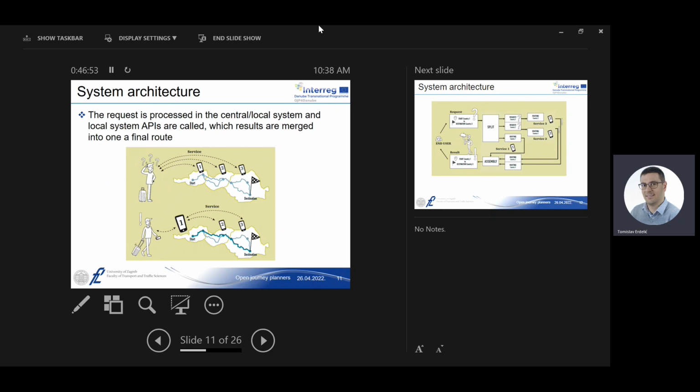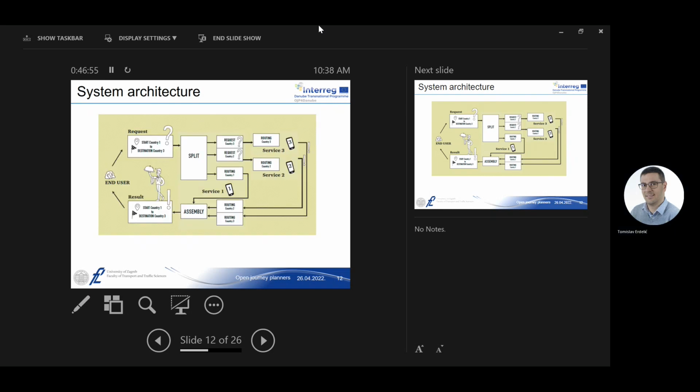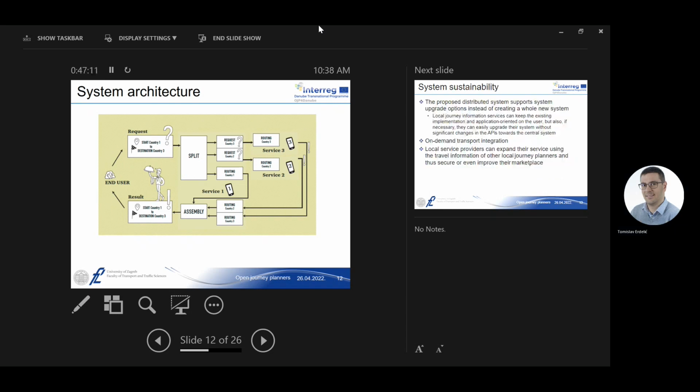This can be done very easily. Later we will see what the problems with such systems are. So here is an example. Here is once again how the request is processed. You get the request, and if the request is between different countries, you split it. Each journey planner deals with its own request. The only thing that these other local journey planners need are the exchange points between the countries.